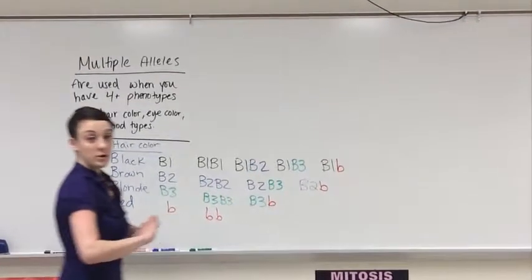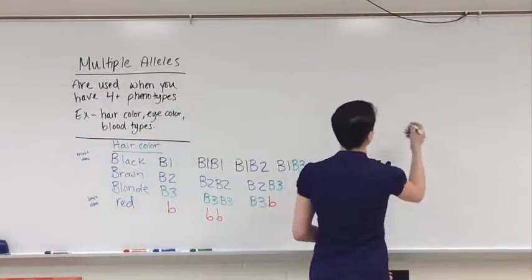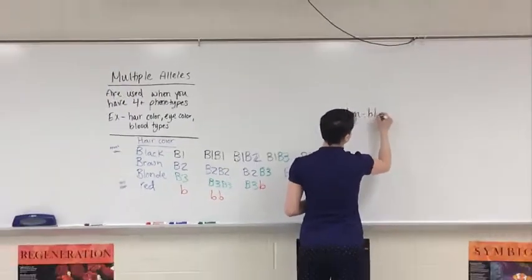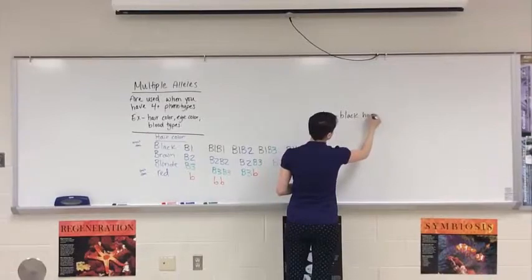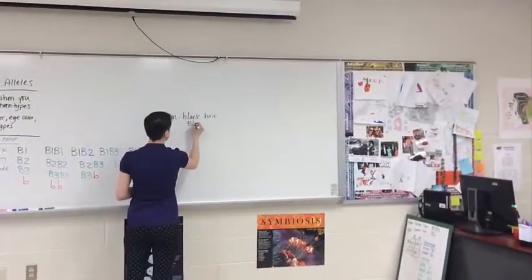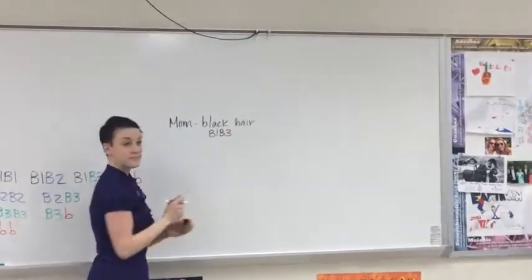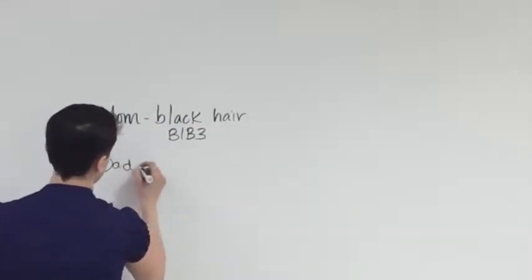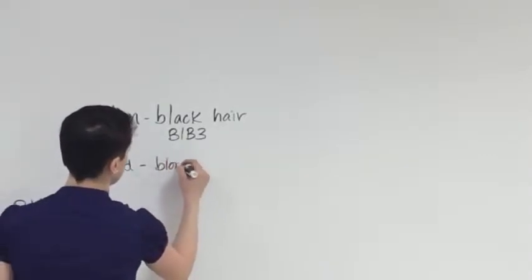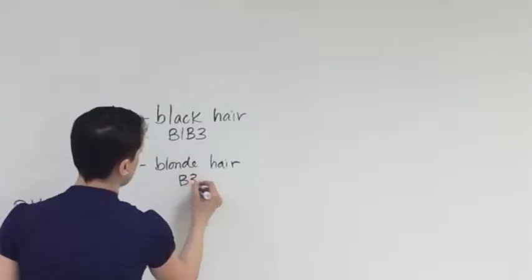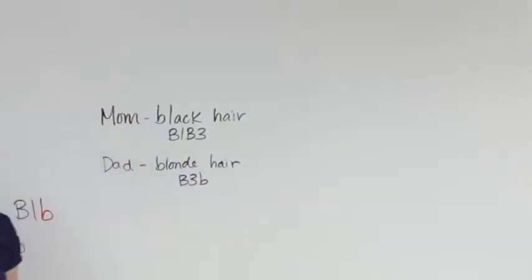Okay, let's do an example. So, mom has black hair, and she's B1, B3, and dad has blonde hair. He's B3, little b. Let's figure out what our possible kids will be.